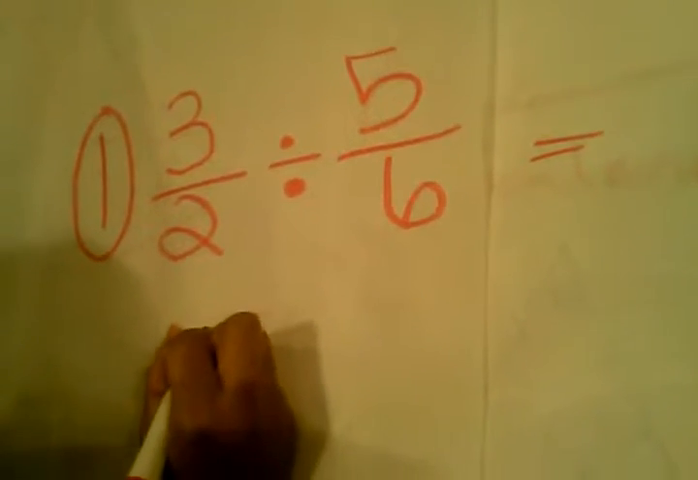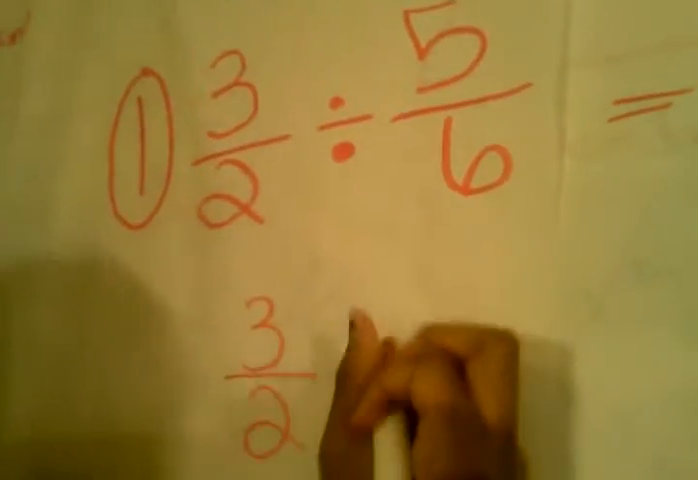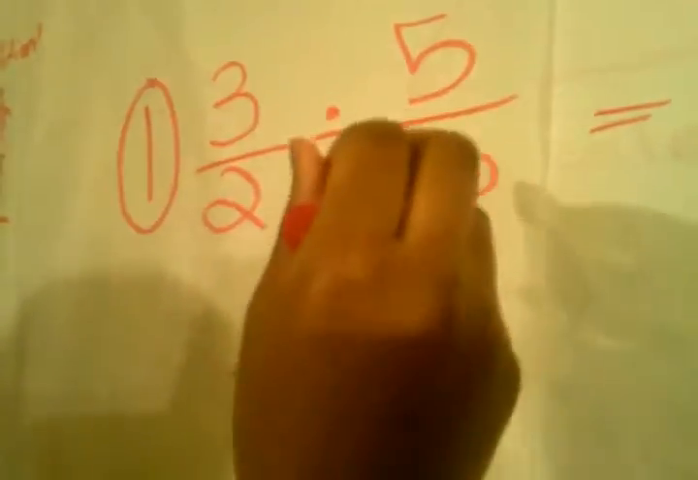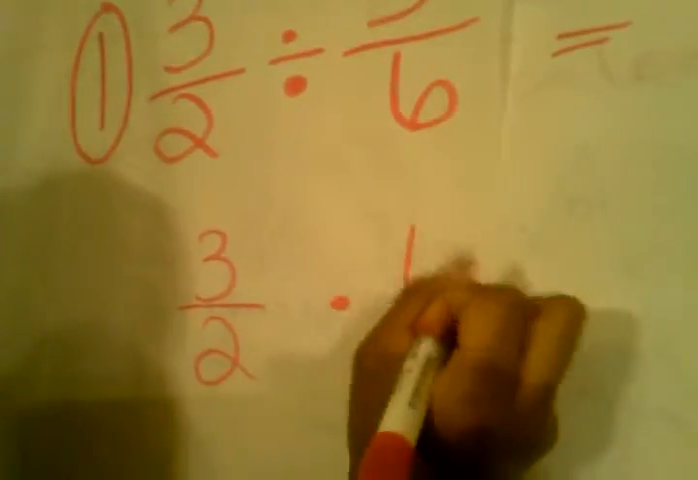Okay. First, you just rewrite the problem. But you can't divide fractions, so you have to multiply. Then you take the reciprocal of 5/6, and the reciprocal of 5/6 will be 6/5. So you do that.